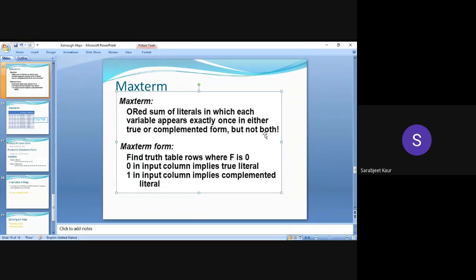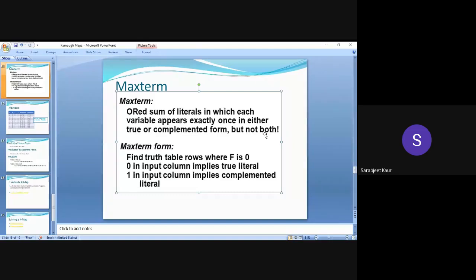Is this clear? Yes, ma'am. So the only difference between the min term and the max term is that a min term is an ANDed product of literals, and here this is the ORed sum of literals.